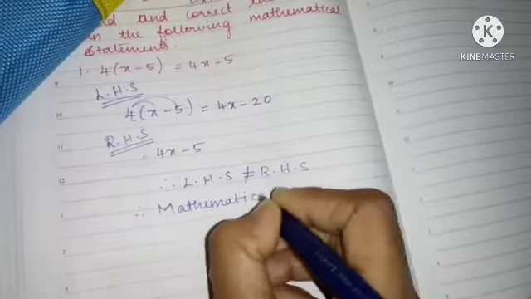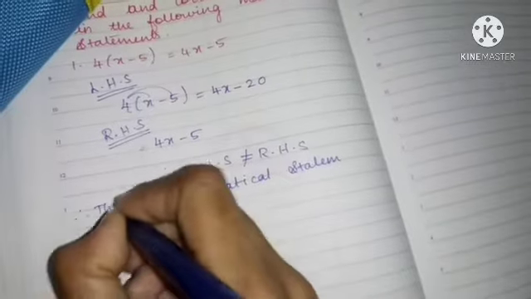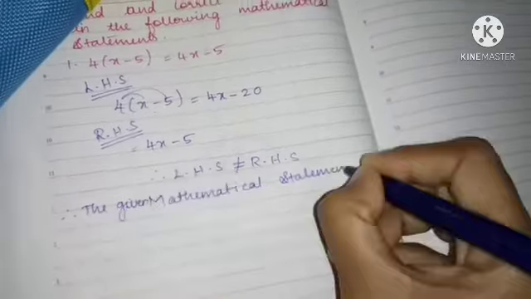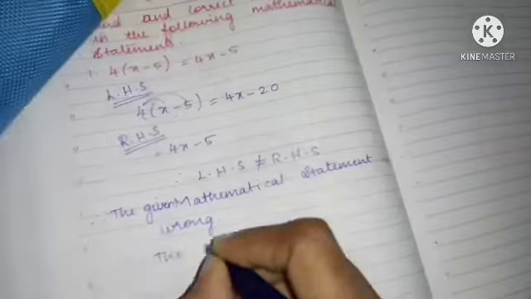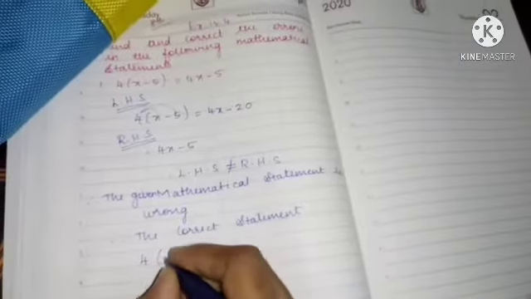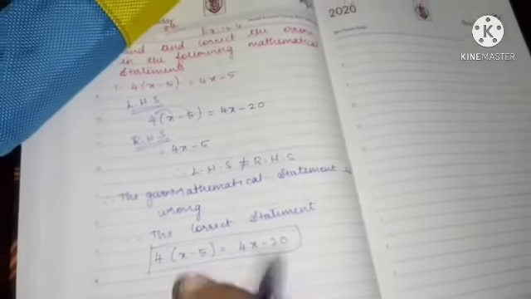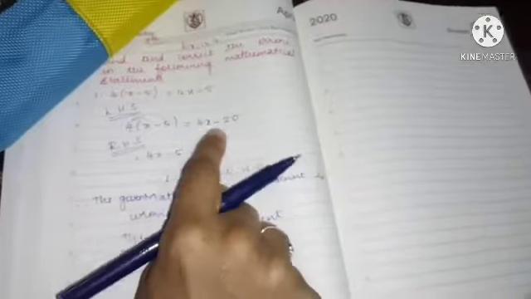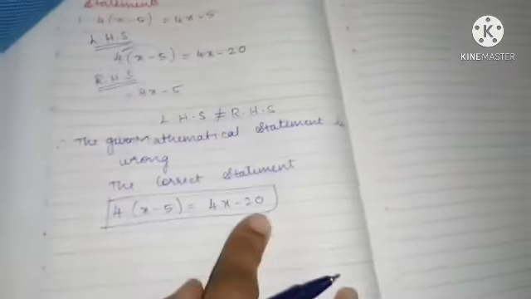Therefore, the given mathematical statement is wrong. Okay, the correct statement, we are going to write it. What is the correct statement actually? 4 into x minus 5 is nothing but 4x minus 20. This is your correct statement, because when I solve this, I will get only this, not this one. So 4 of x minus 5 is equal to 4x minus 20. Understood? So this is the correct statement.